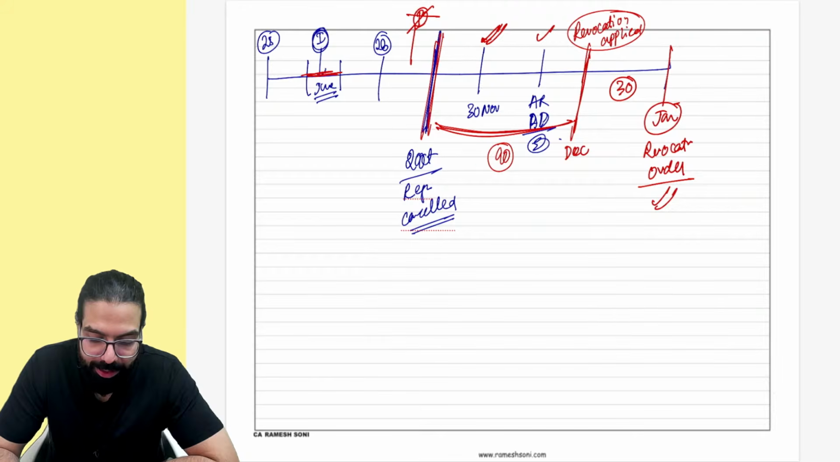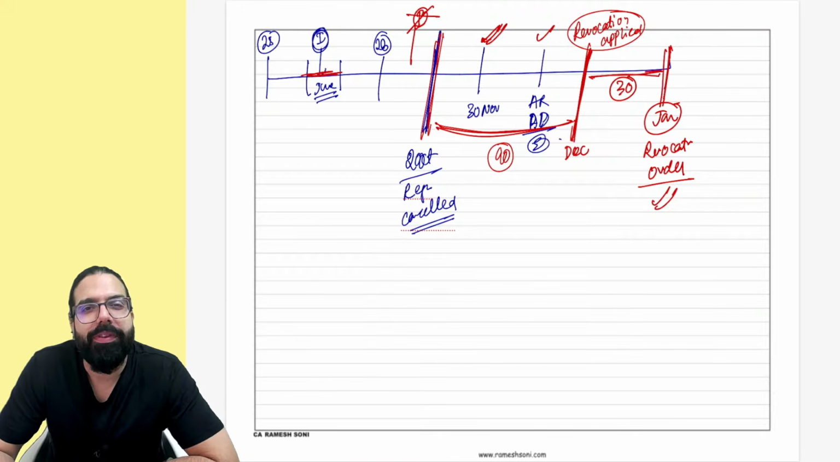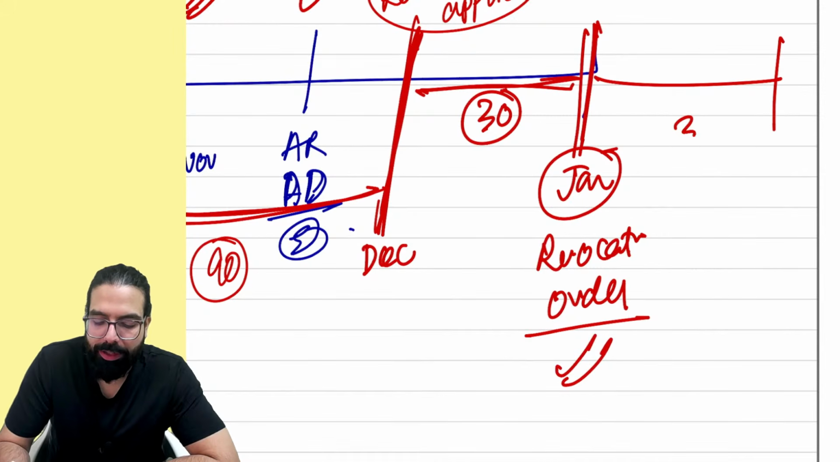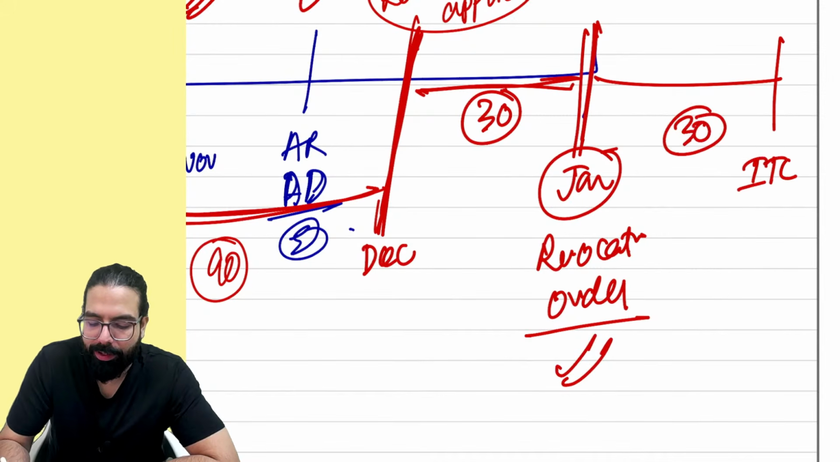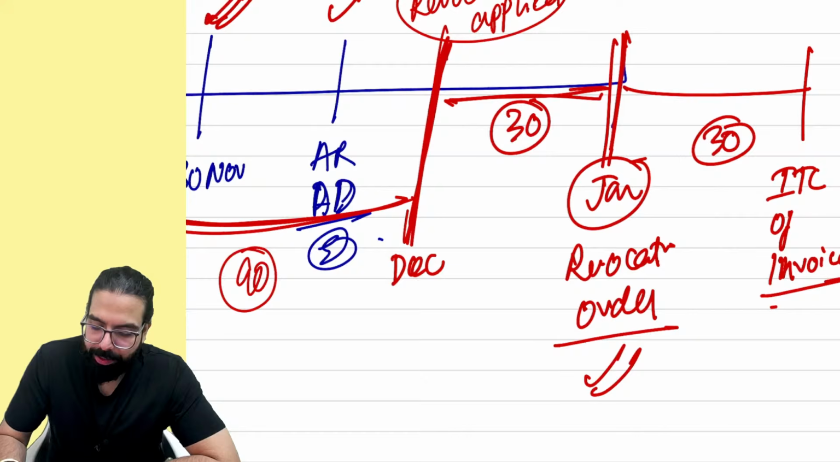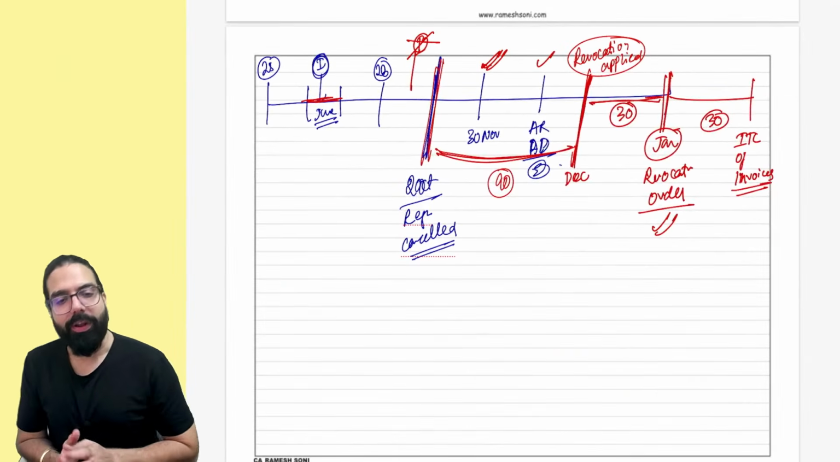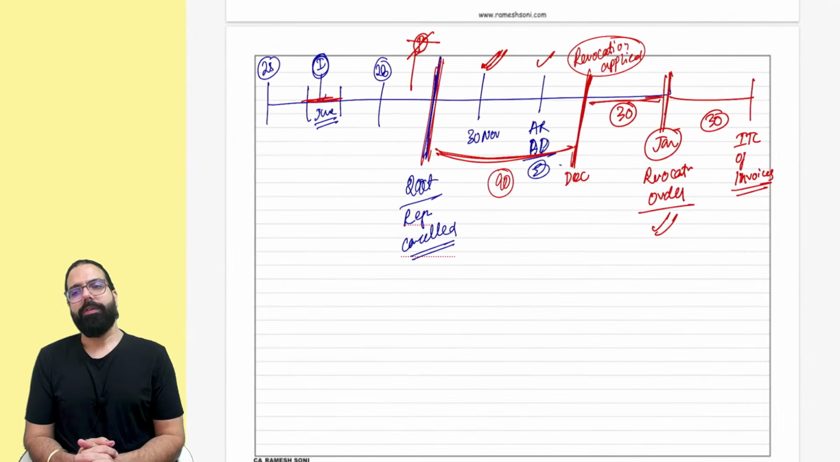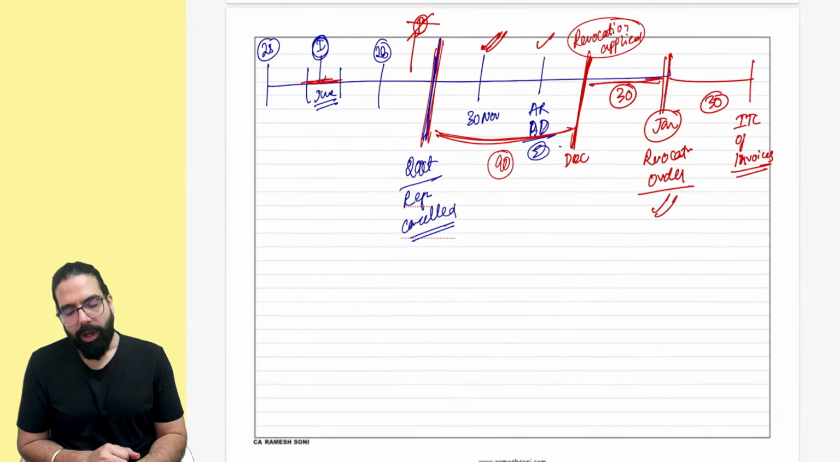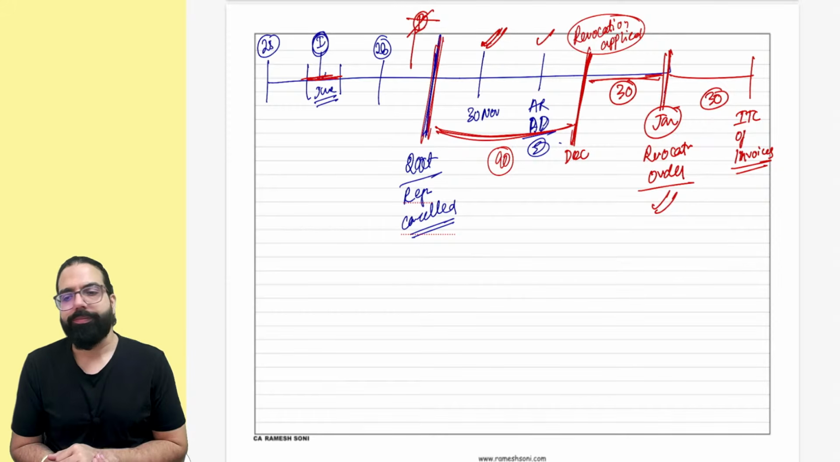Now that you have given me the revocation order, I applied, you gave me the revocation order. They're telling, whatever invoice you could not take the credit for because your registration was cancelled, do one thing. From the revocation order, within 30 days, take the ITC of those invoices. I hope this point is clear to all of you. Please tell me, everyone, are we all clear till here? Are we all clear with this point?